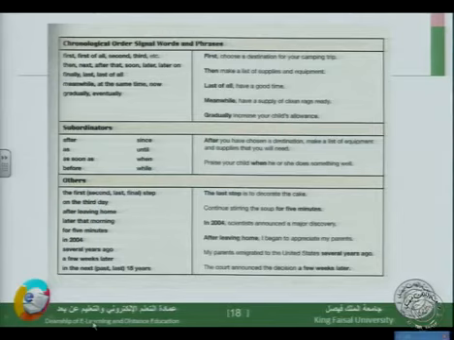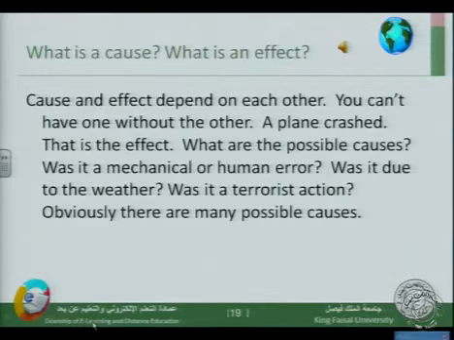And here are some of the chronological order signal words. These are the same expressions we took in the logical division topic. Also we talked about the cause and effect essay, which is a different type of essay. We said cause and effect depend on each other. You cannot have one without the other. A plane crashed, for example. That is the effect. What are the possible causes?